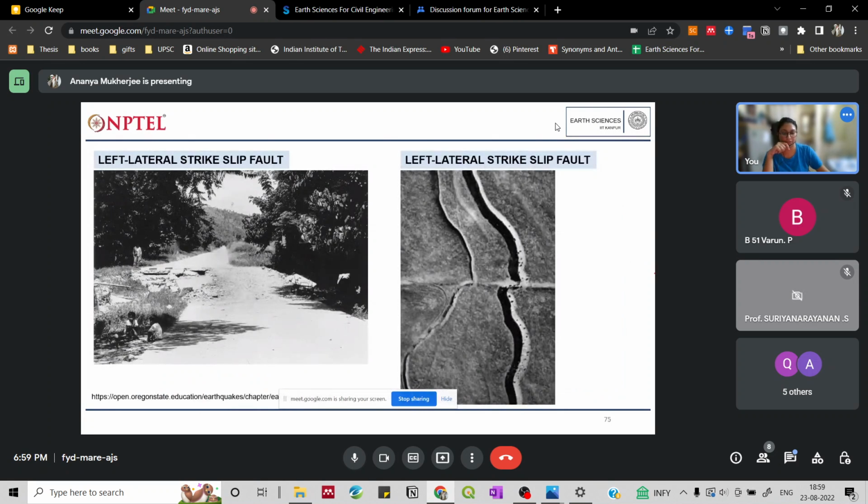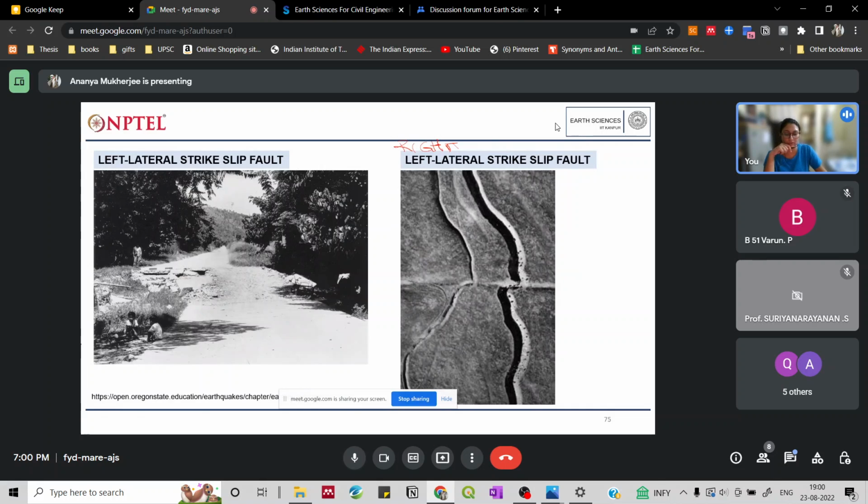Next we have lateral faults. Oh, sorry, I have named both as left lateral. This one is right. I will change this in the uploaded slides.